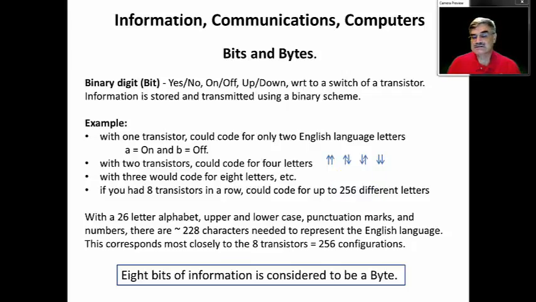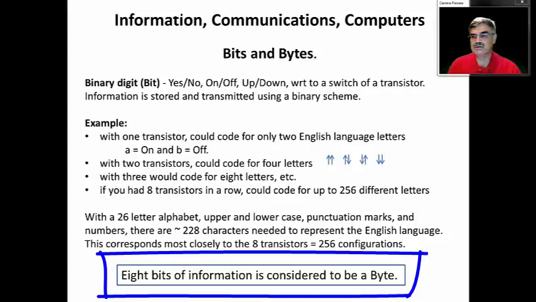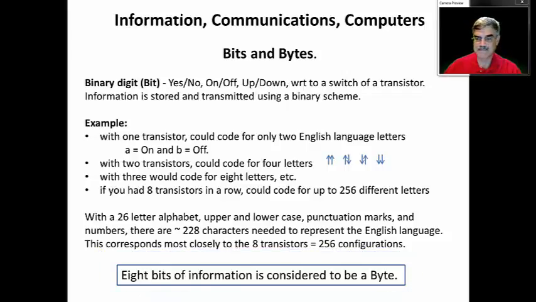Now we have 26 letters in our alphabet, so 256 is obviously sufficient, but we also have upper and lower cases and punctuation marks and numbers. And when you add all these together, we have about 228 characters that need to be represented for the English language plus the numbers that we use. This matches nicely with the array of 8 transistors, which then allows 256 different configurations. So the 8 bits of information, or an arrangement of 8 transistors together, is called a byte.